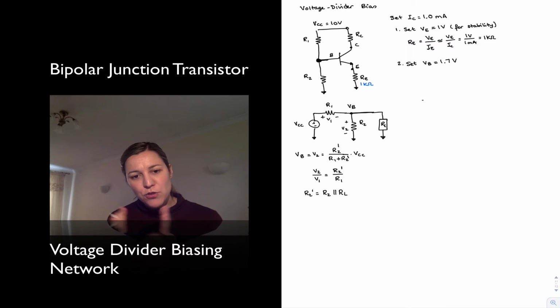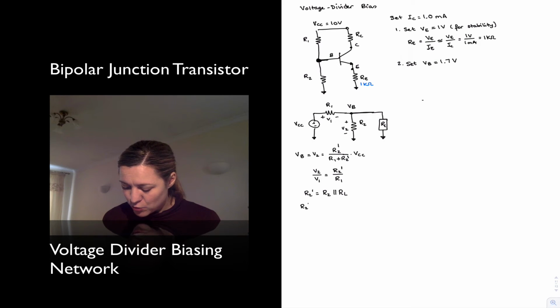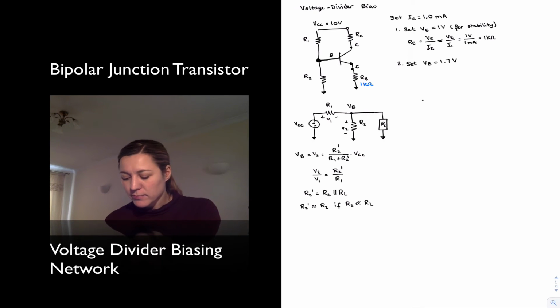Now we know that when we have two resistors connected in parallel, the parallel combination is approximately equal to the smallest of those resistors when the condition is met that one of those resistors is much smaller than the other one. And so we can say R2 prime is approximately equal to R2 if R2 is much smaller than RL. And so in our voltage divider biasing network, we're going to want to meet that condition. We're going to want to have R2 being much smaller than RL.